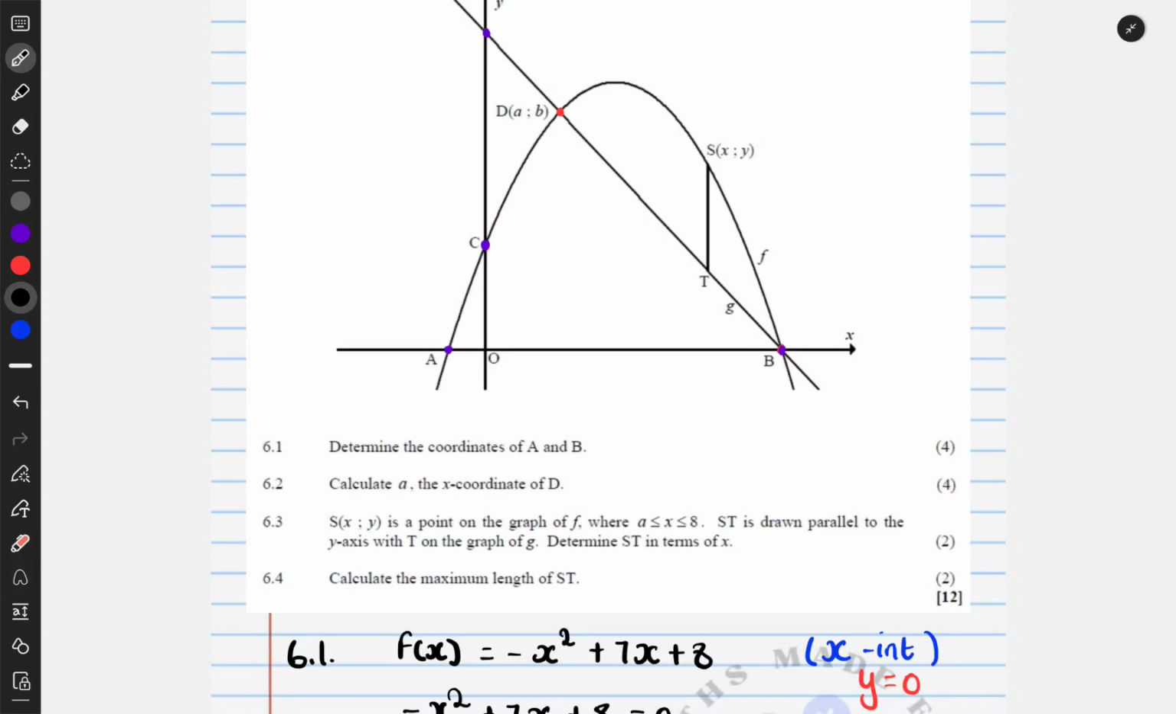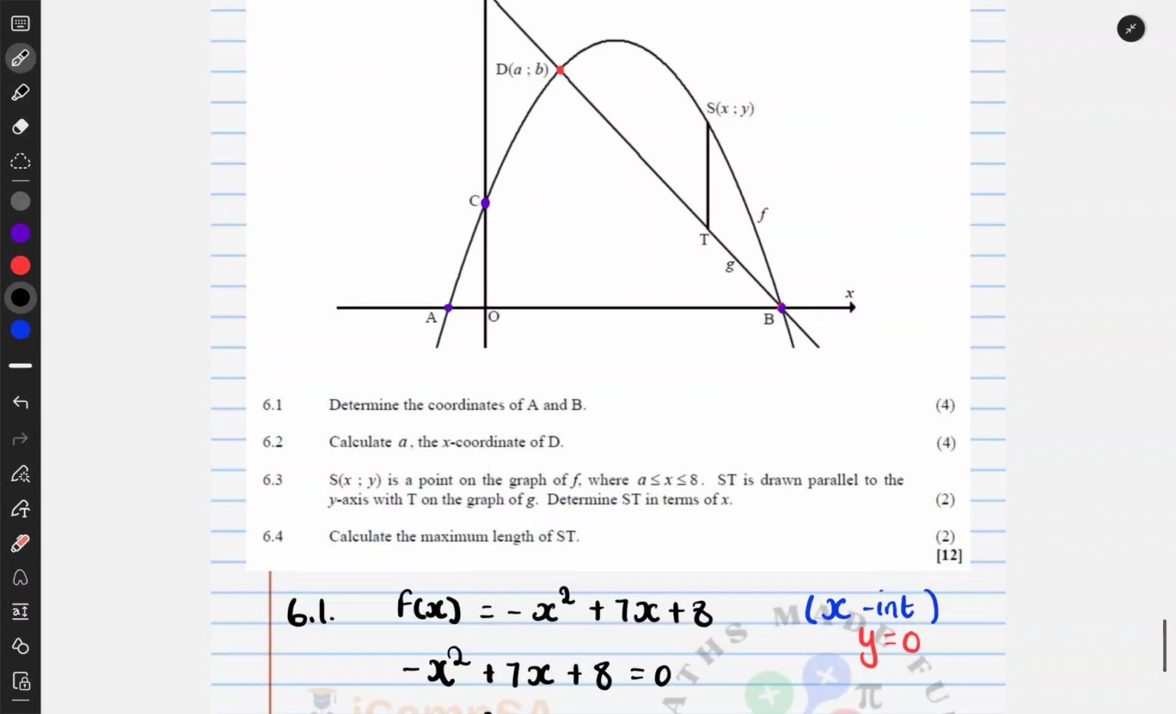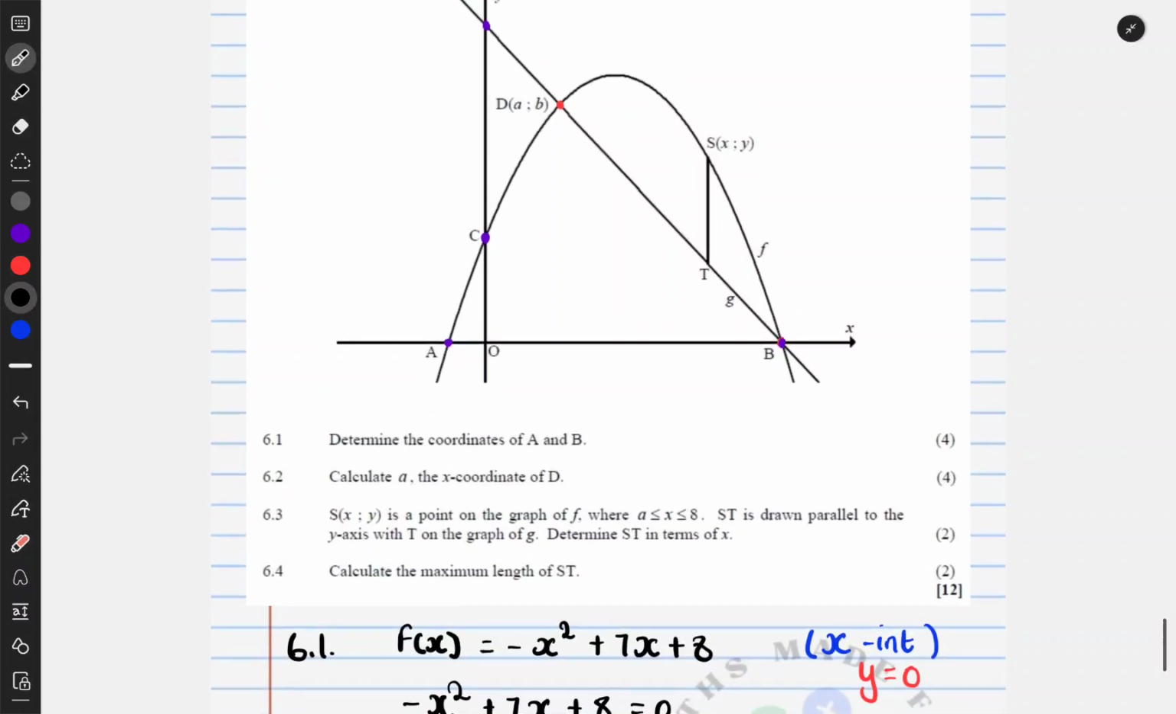Once we are here, let's go to 6.3, and we are told that (x; y) is a point on the graph of f where x is greater than or equal to a, but x is less than or equal to 8. We know that 8 is here. So what they mean by that restriction is that we are only considering this graph, or maybe from here to here, we are only considering that portion.